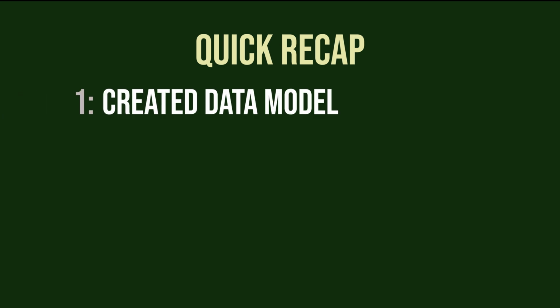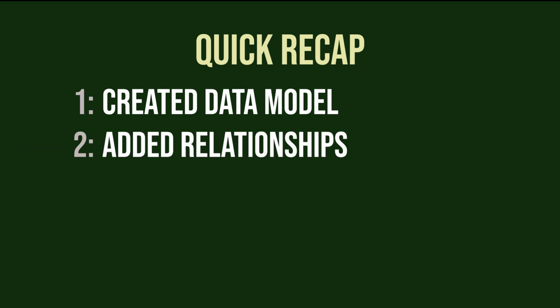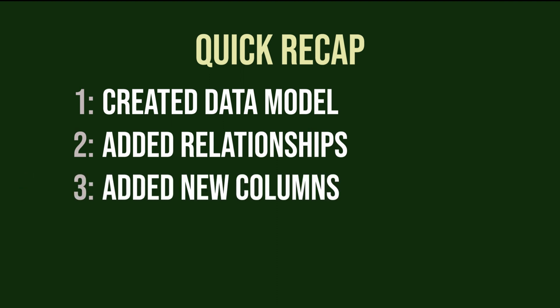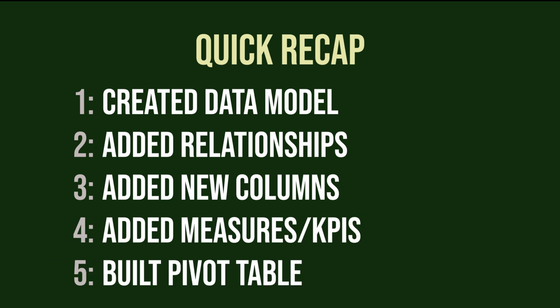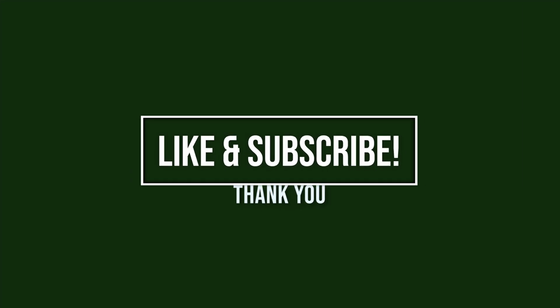Quick recap. We created our data model using data from multiple files. We added relationships between the customers and sales table and the products and sales table. We added new columns for cost of goods, discounts, and profits. We added measures for KPIs for total profit. And we built a pivot table leveraging all of these components. Alright, that's it for our tutorial.